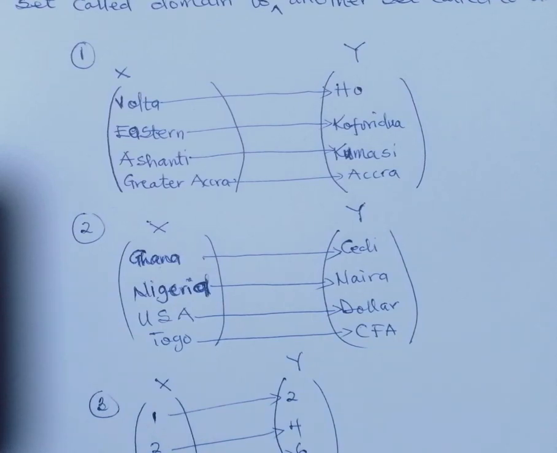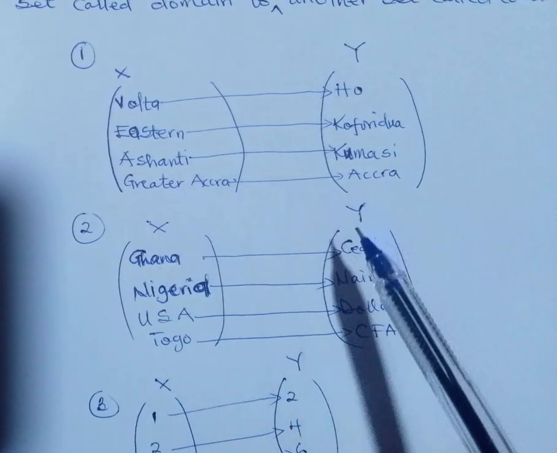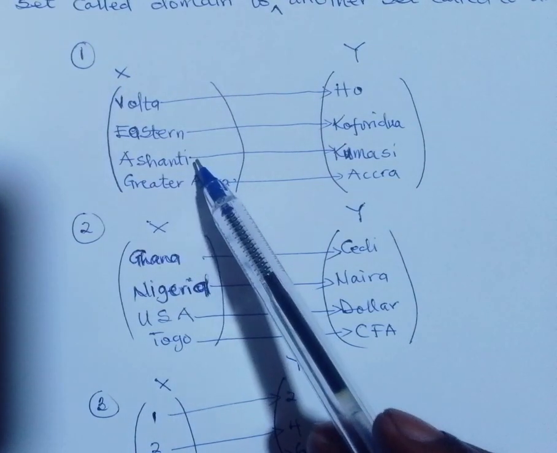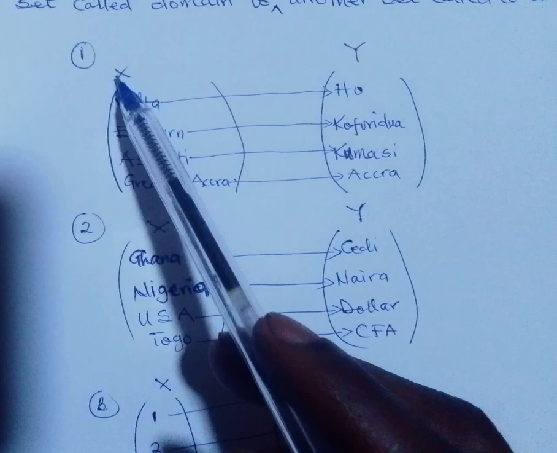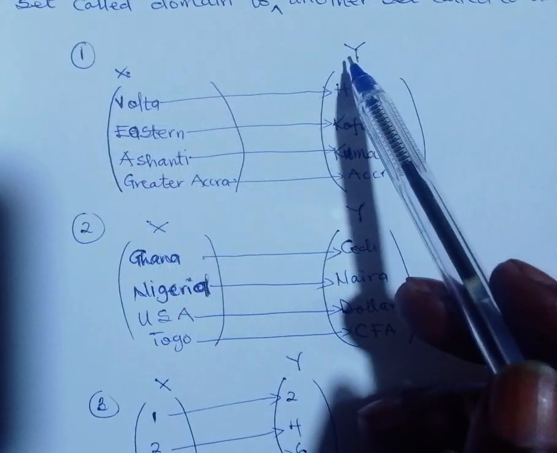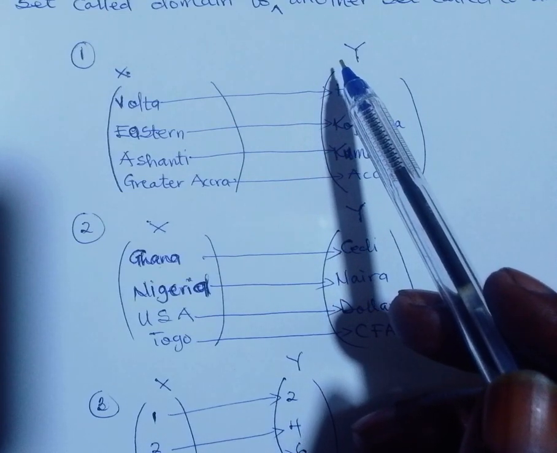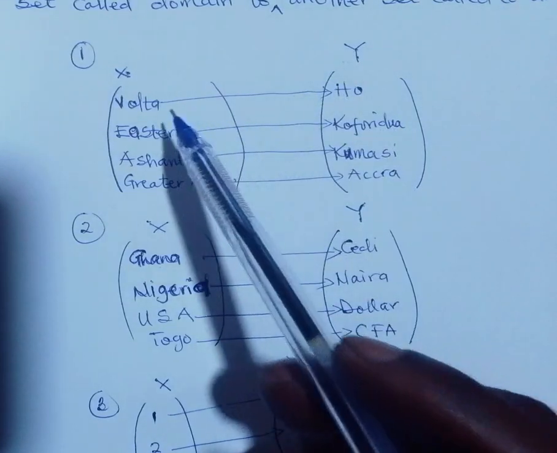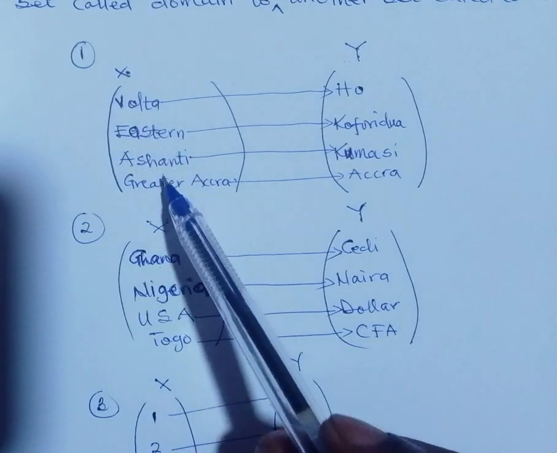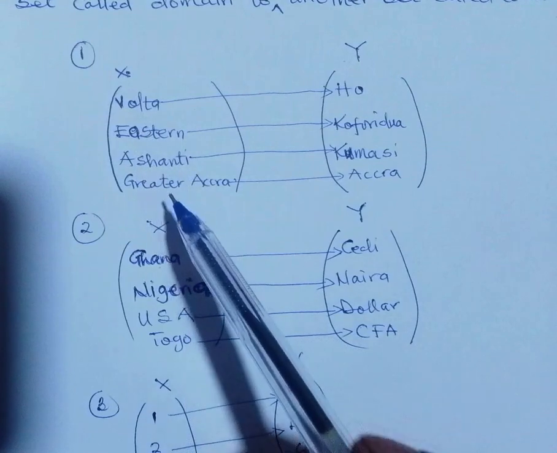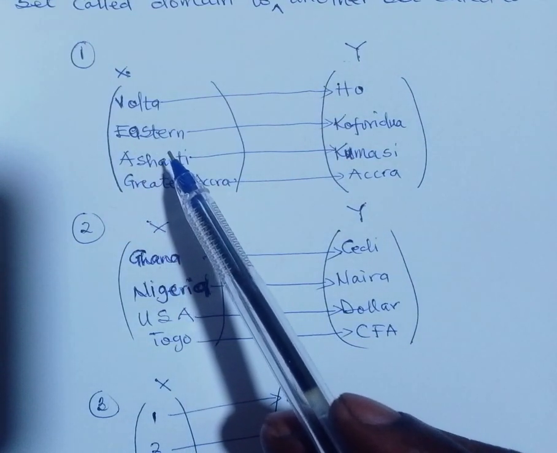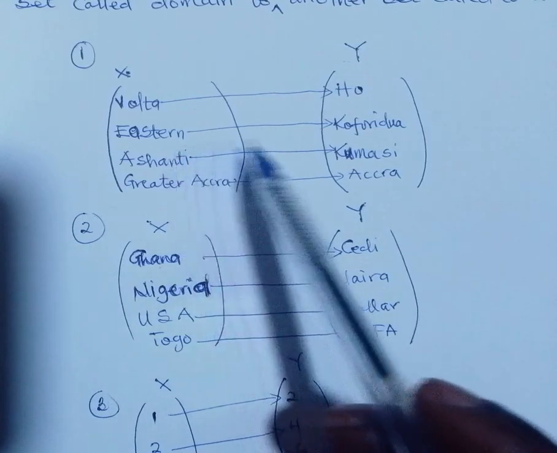Now let's look at the following diagram. This is what we call an arrow diagram. The first one, we have X and Y. The X and the Y represent the two sets. You can see that we have Volta, Eastern, Ashanti, Greater Accra. When you hear this, you know what we are talking about. We are talking about what? Regions in Ghana.